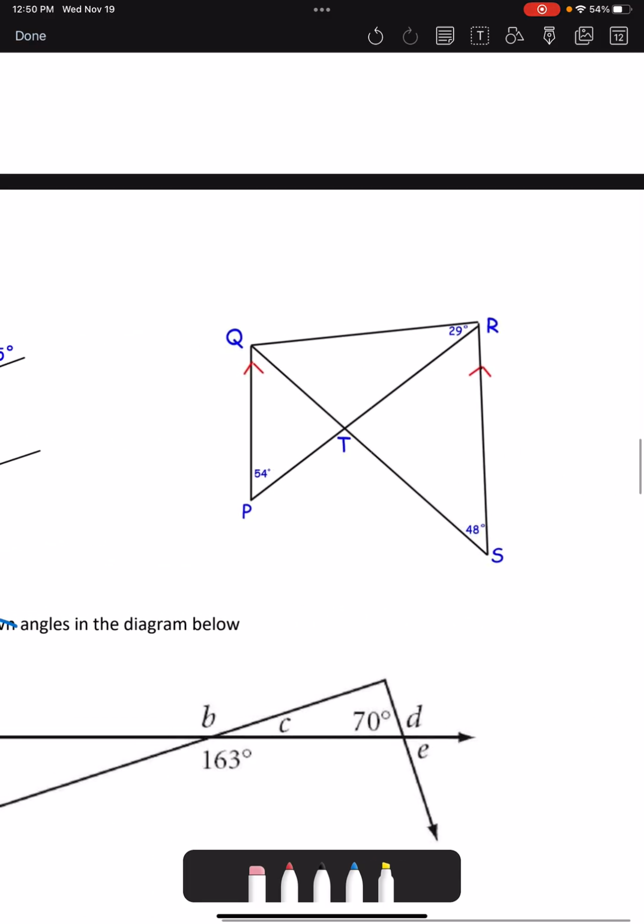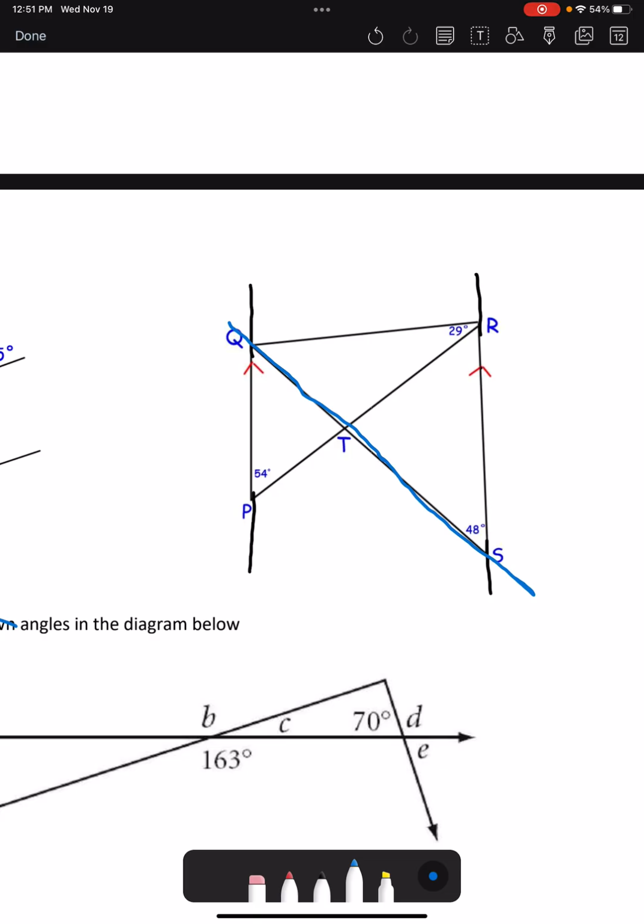Let's go ahead and try the second one. So again, I like to extend my line. So there's my parallel line. Here's my other parallel line. And then I have two transversals, or actually three, but I'm just going to highlight this blue one first. All right, so to start with, let's look at our transversal here.